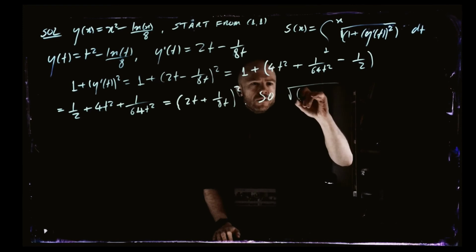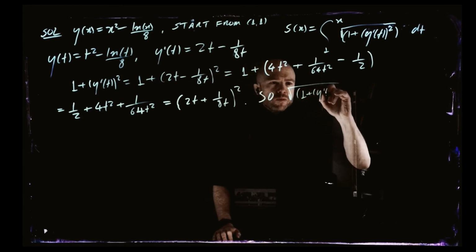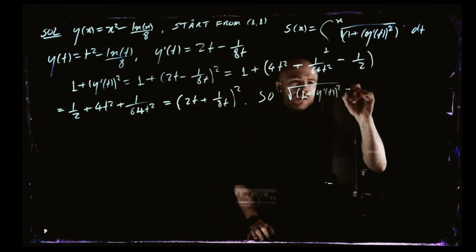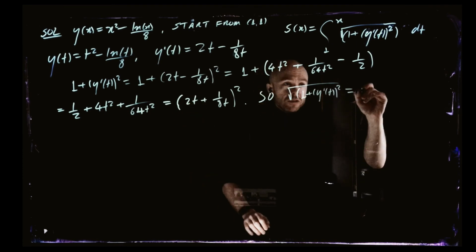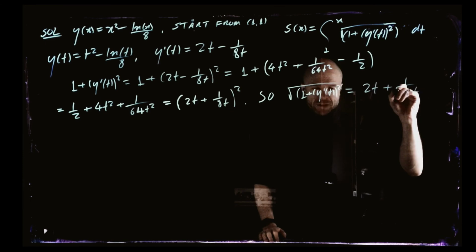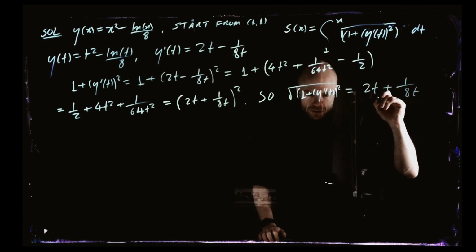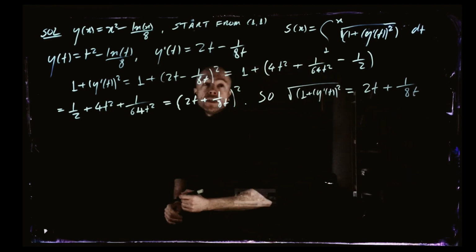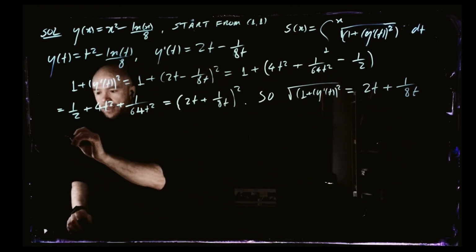So the square root of 1 plus y prime of t squared is just the square root of this thing, which is just 2t plus 1 over 8t, like this. Good. And then it's easy, right? Then it's just an integral.